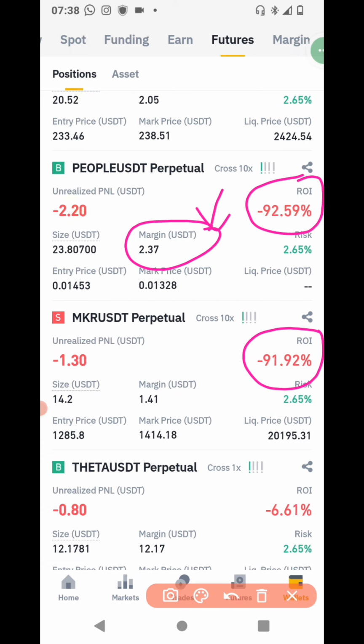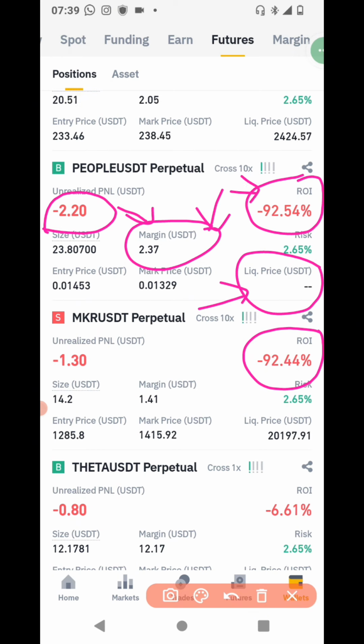As scary as this thing looks, this trade is actually very safe, because what is the liquidation price? Too far. We don't even know where it is. Very safe. So look at it, minus $2.20 in loss, vis-a-vis your margin balance of $2.37. That's why it's 90-something%.